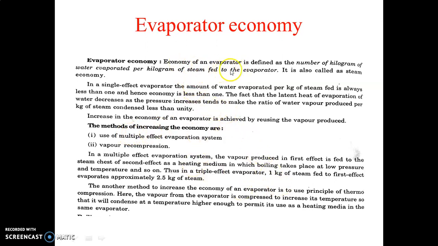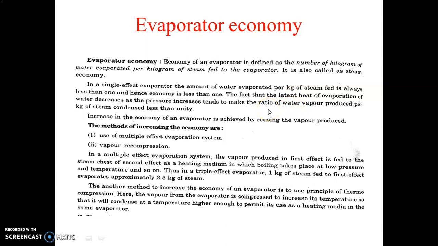So economy of an evaporator is defined as number of kilograms of water evaporated per kilogram of steam fed to the evaporator, or it is also called a steam economy. That means if you feed 1 kg of steam to the evaporator, how many kilograms of water is evaporated, that is called economy. So in single effect evaporator, the amount of water evaporated per kilogram of steam fed is always less than 1. Hence the economy is less than 1.